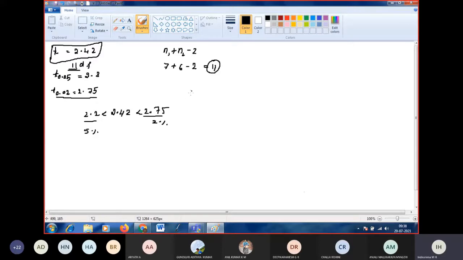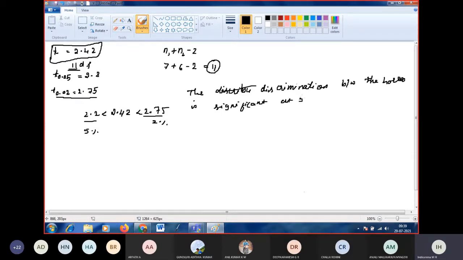So now our conclusion is that the discrimination, because that is the hypothesis we are considering, the discrimination between the horses is significant at 5% level, but not at 2% level of significance.